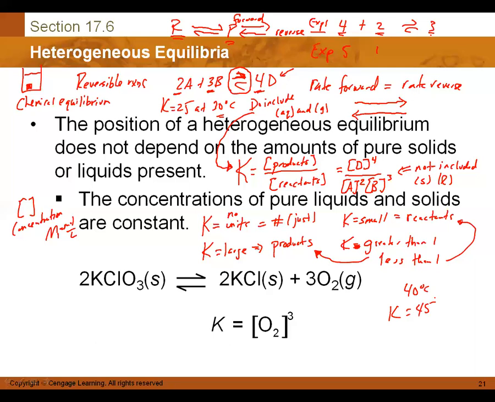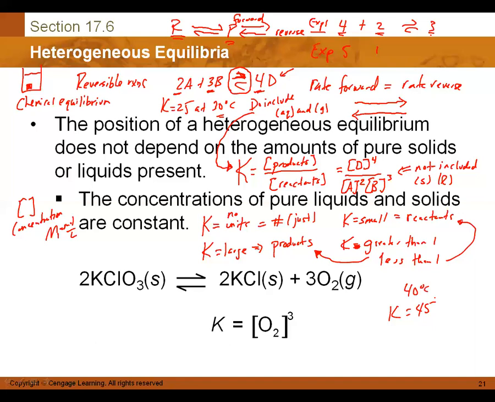And what that means is, at 45 degrees Celsius, if you keep it at 45 degrees Celsius, and you start with different amounts of your reactants for different experiments, it will always come to the same ratio of about 45 for this made up example. So what we mean by if you change the temperature, you'll change the value of K.